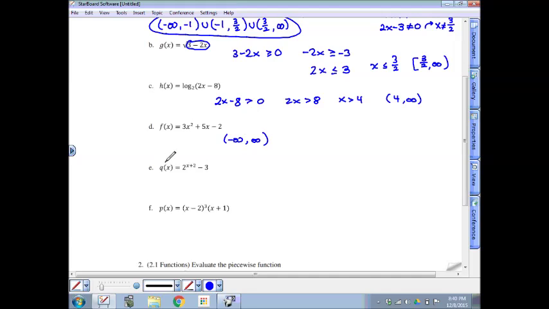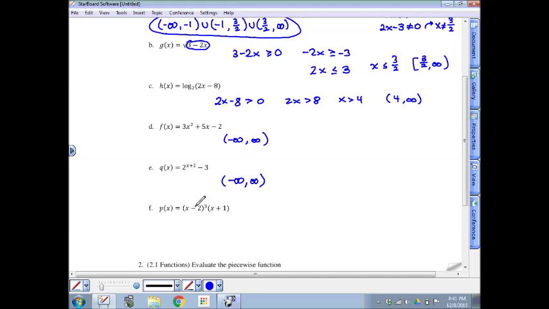Same with part E. This type of function is exponential. Recognize that because the variable is part of the exponent, so this is exponential. Also has the same domain. As well as part F. Part F is a polynomial function.